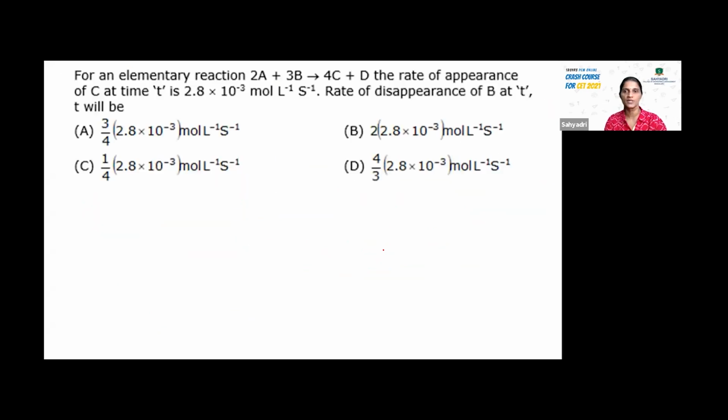Fine? Yes. Next question. This was again a 2020 question. This was also a 2020 question. 3/4 or 4/3? Those two options are very similar. Look at this. Moles per liter per second, moles per liter per second. You can't make out. So, 3/4 or 4/3?